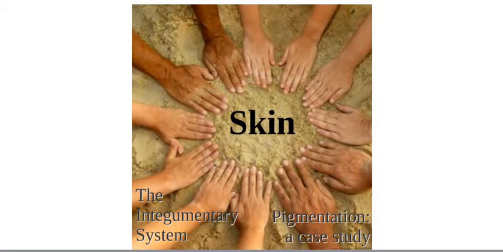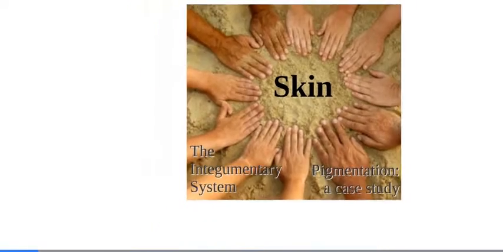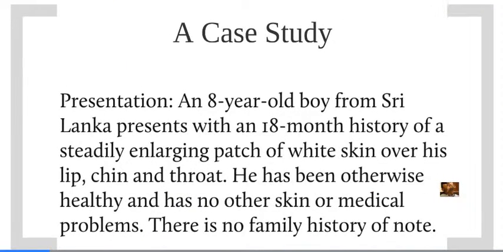This section on the Integumentary System chapter is going to consider pigmentation in the context of a case study. This is a simple case study of a child with a change in the coloration of his skin. Let me give you a chance to read through it.